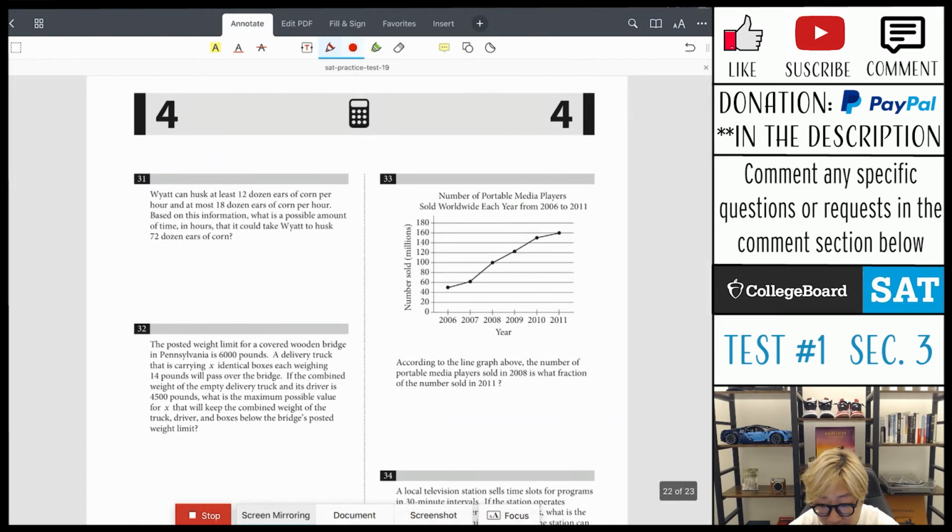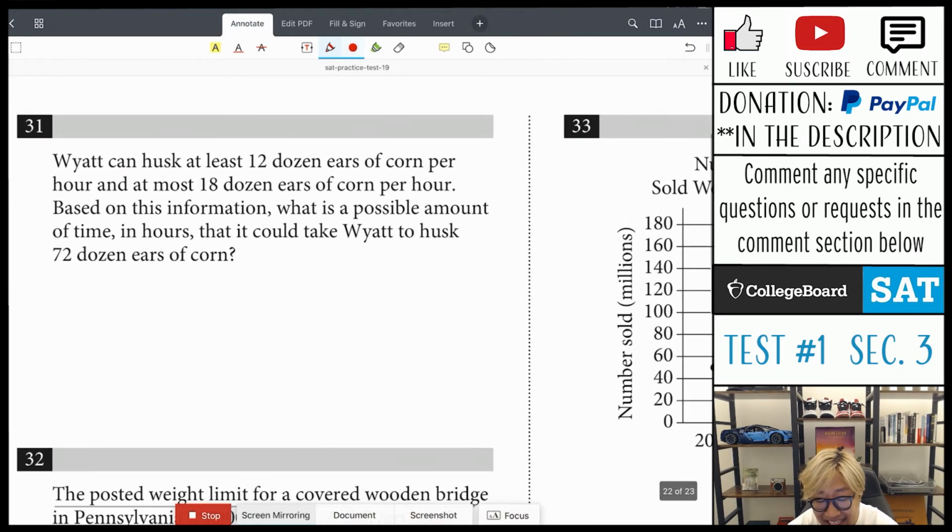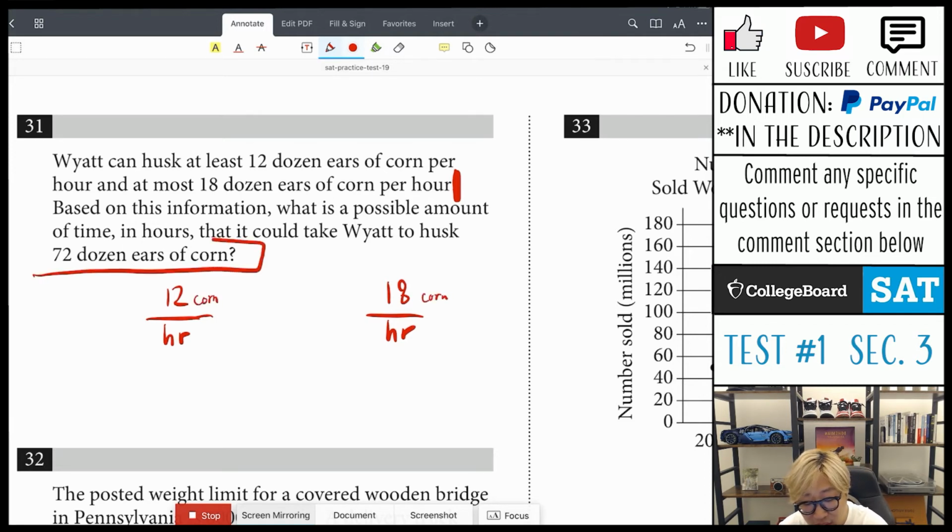Moving on, number 31. White can husk at least 12 dozen ears of corn per hour, and at most 18 dozen ears of corn per hour. So 12 per hour, 18 per hour. Based on the information, what is a possible amount of time in hours that it could take White to husk 72 dozen ears of corn? So I'm just going to say corn. So 12 corn per hour, 18 corn per hour. So 72 dozen ears of corn.